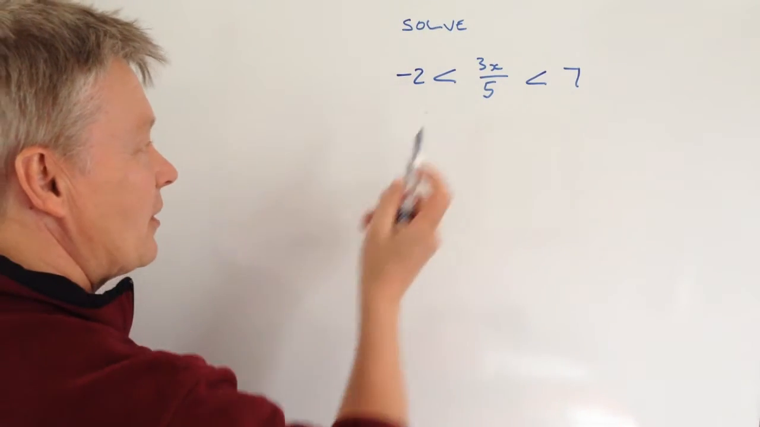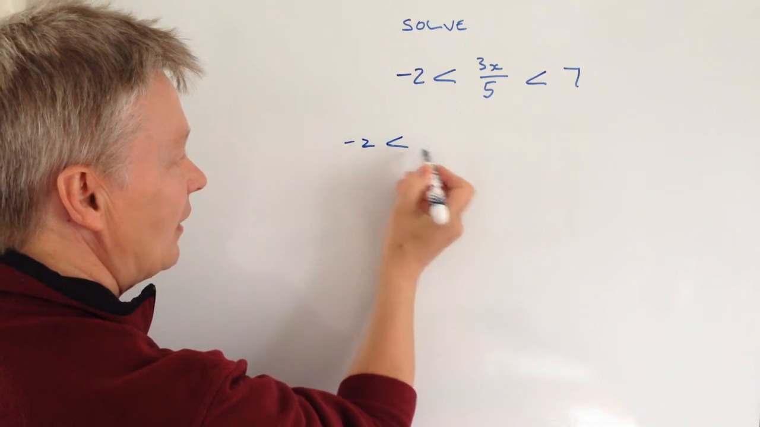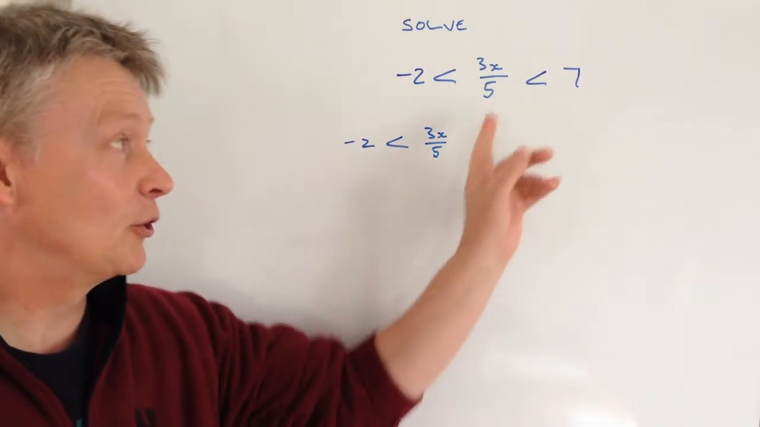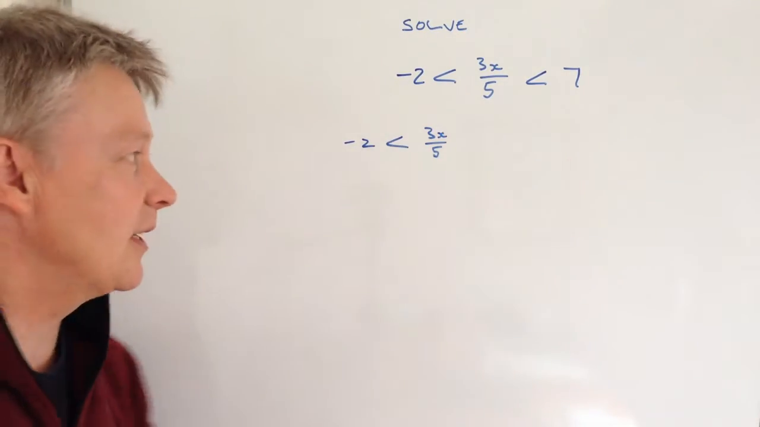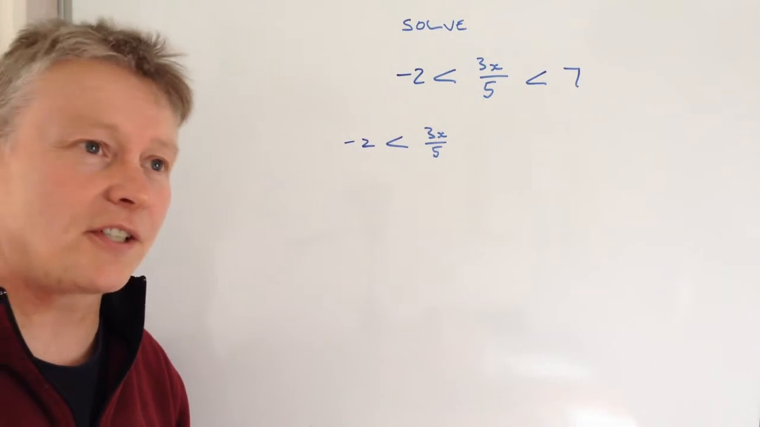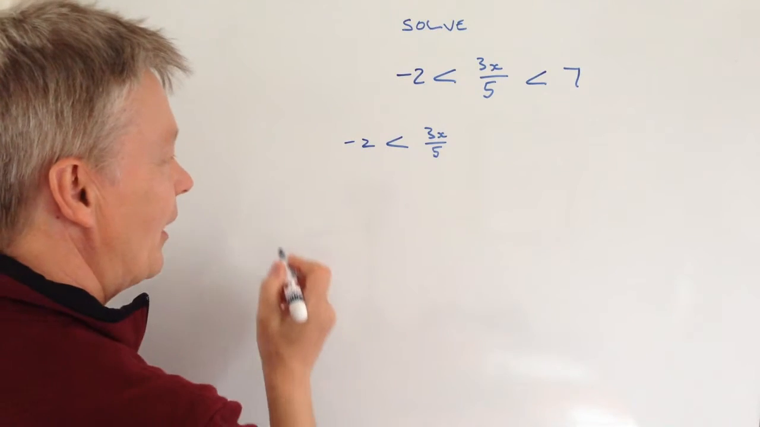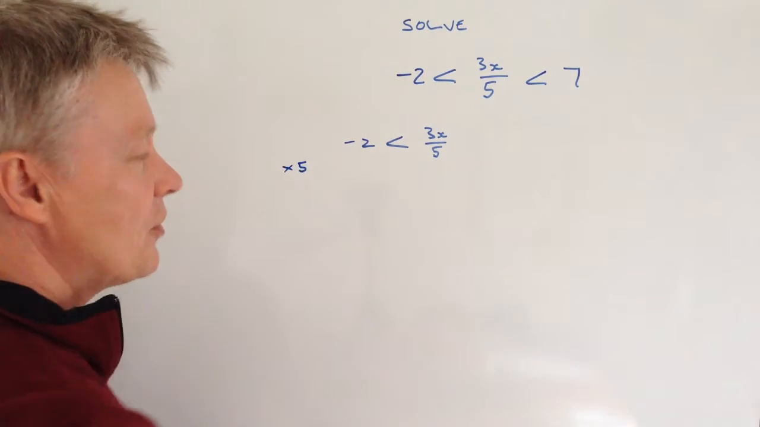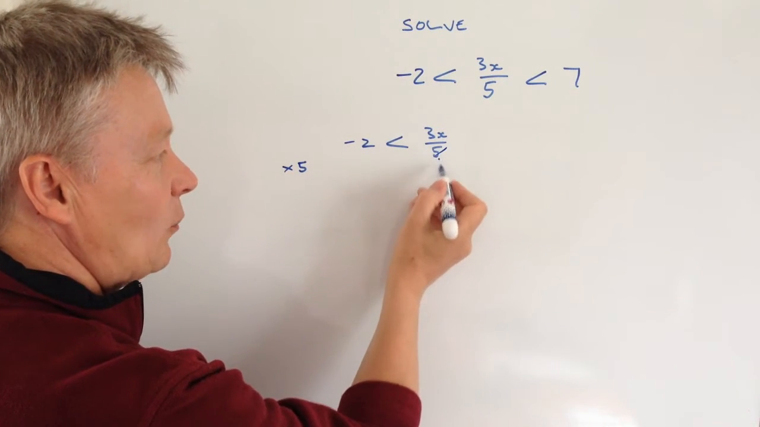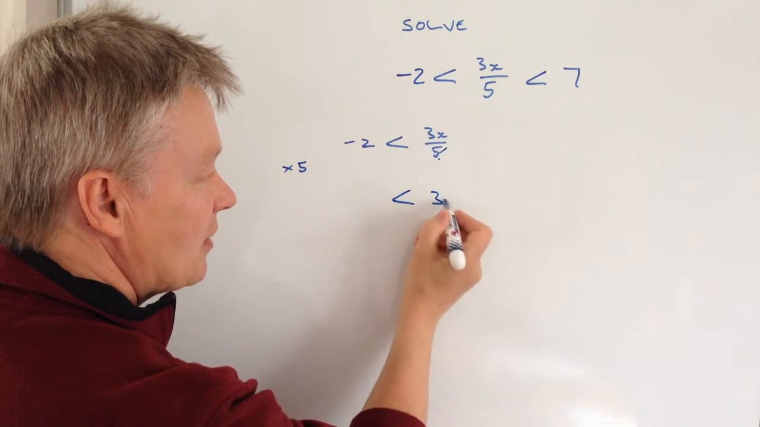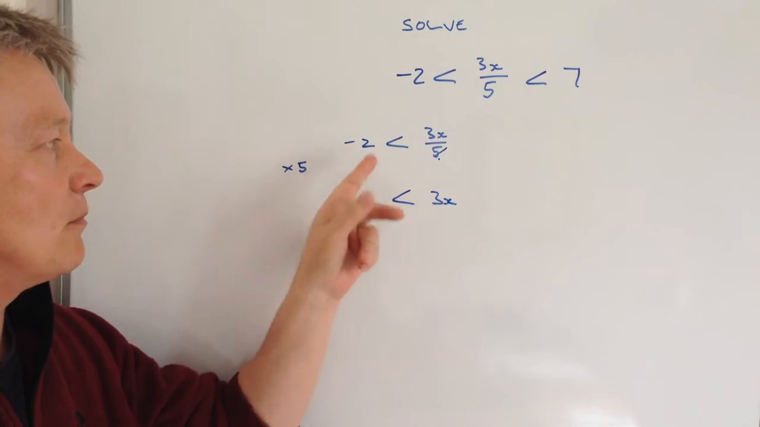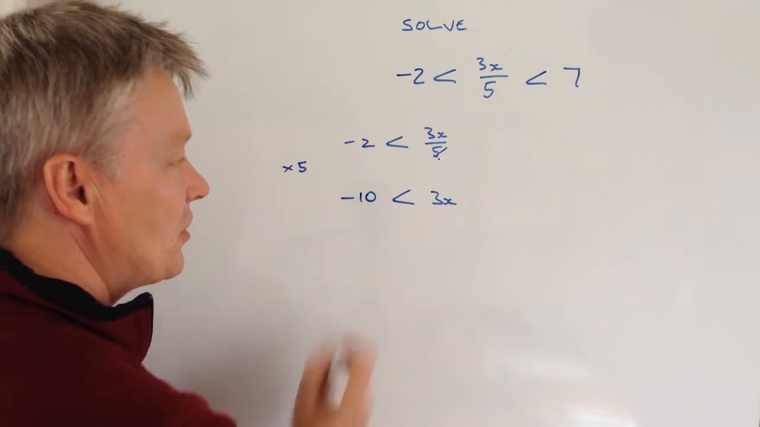But what I'm going to do is I'm going to say minus 2 is less than 3x over 5, and at this point I'm going to completely ignore the right hand side of the inequality. So on this side I've got a denominator of 5. Well, it's just easier if I get rid of that denominator, so I'm going to multiply both sides through by 5, because if I do that it means I can lose that one and I just get 3x on the right hand side. On the left hand side I get 5 times minus 2, which is going to be minus 10.